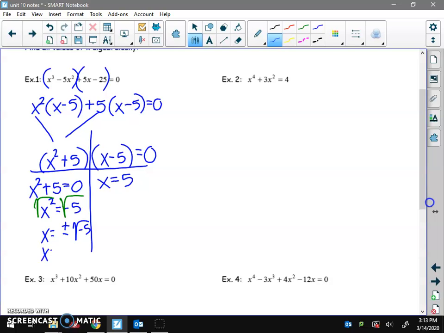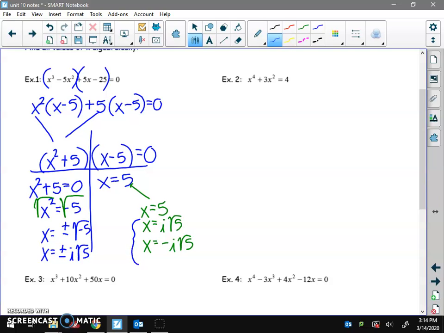And remember, when you have a negative inside, it pulls out as i radical 5. So we do have 3 solutions to this problem. The first solution is a real solution, x equals 5, that came from here. The second 2 solutions are imaginaries, x equals i radical 5 and x equals negative i radical 5. And notice we had 2 roots that were imaginary. That's going to be important.